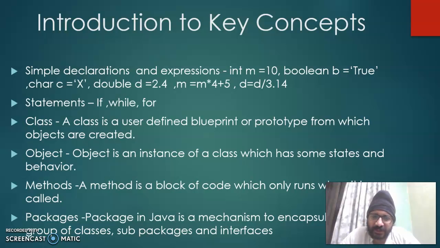And a class is basically nothing but a real world entity which you can have in your program. It's a user defined blueprint or prototype from which you can create objects. You can relate a class to a real world entity like a bus, a train, an employee, or a dog. Everything, you can make a class out of it. And an object is an instance of the class which will have some states and behaviors. Then we can have methods which run only when they are called, and packages is something which you can use to encapsulate a group of classes.